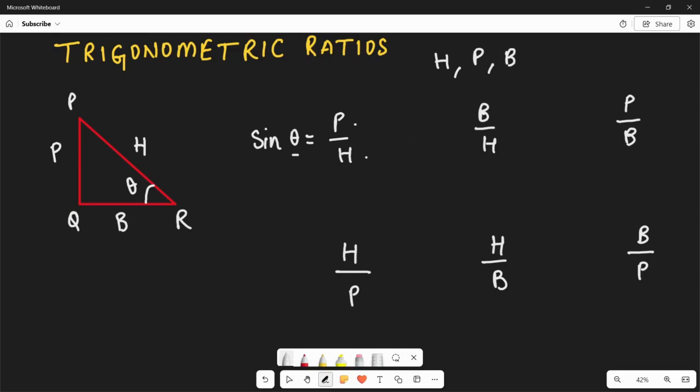Similarly, base by hypotenuse becomes cos of theta, and perpendicular by base becomes tan of theta. Similarly, hypotenuse by perpendicular becomes cosecant of theta, and hypotenuse by base becomes secant of theta, while base by perpendicular becomes cot of theta. So these are the basic terminologies or the trigonometric ratios which we use in this chapter.